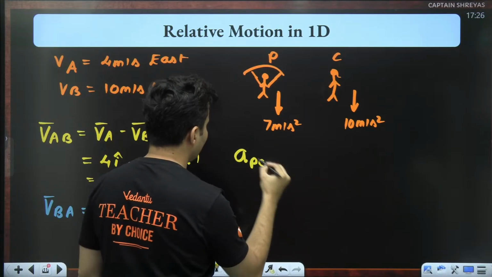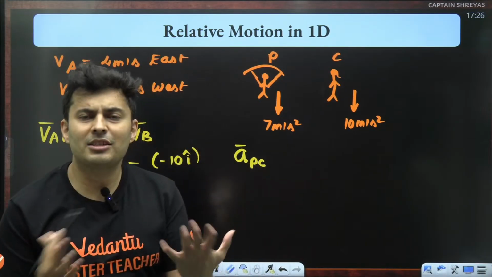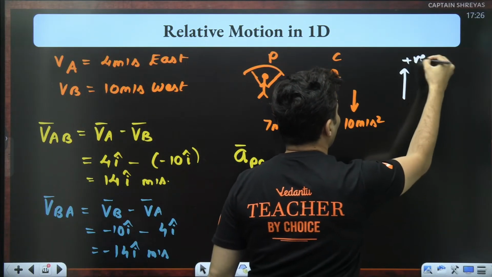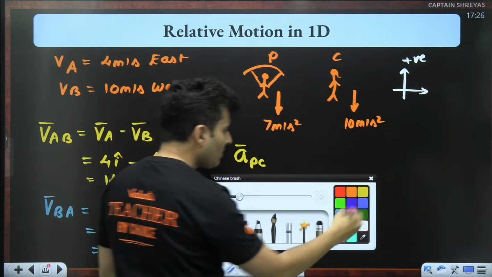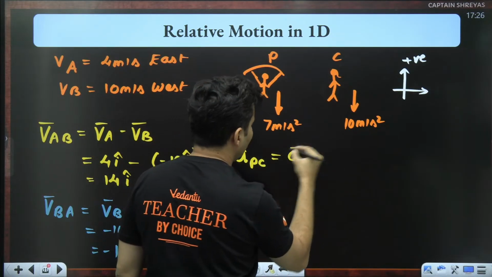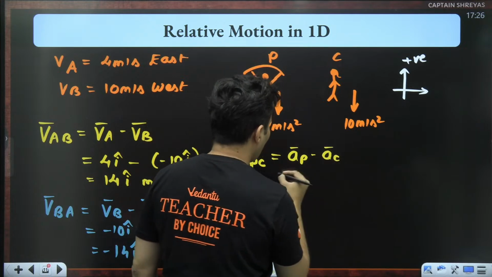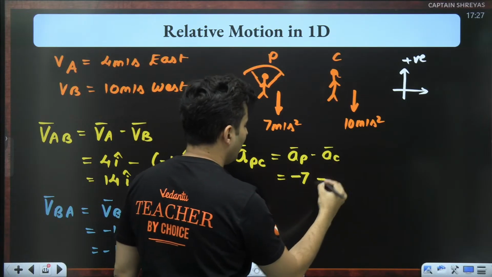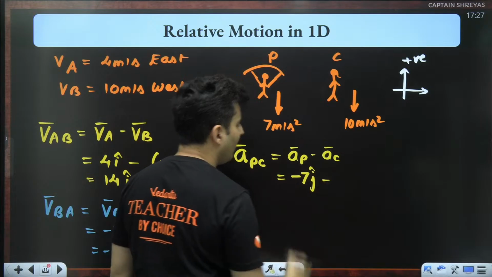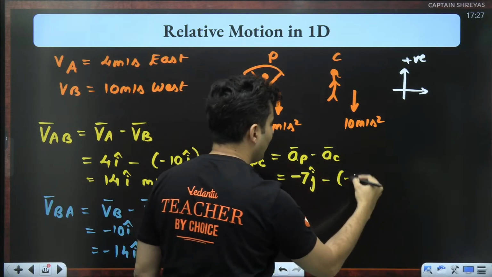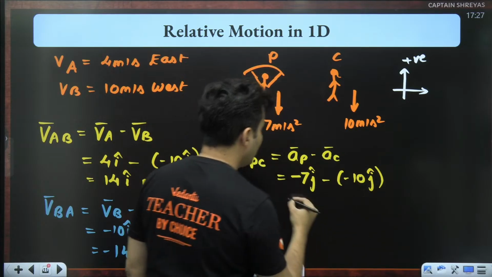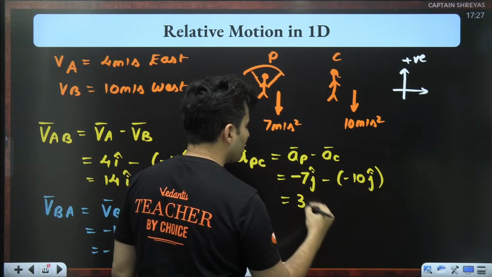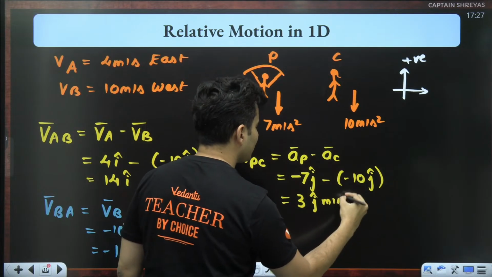Acceleration of Pandu with respect to Champa. You need to decide which side is positive, which side is negative. Usually we take upwards as positive. So let's consider upwards as positive, guys, as usual. So it will be nothing but acceleration of Pandu minus acceleration of Champa. What is acceleration of Pandu? Pandu is going down, negatively 7, and that too j cap, minus 7 j cap, minus Champa is going down, so minus 10 again j cap, right? So minus minus will become plus. 10 minus 7 is just 3, so it will be just 3 j cap meters per second square.